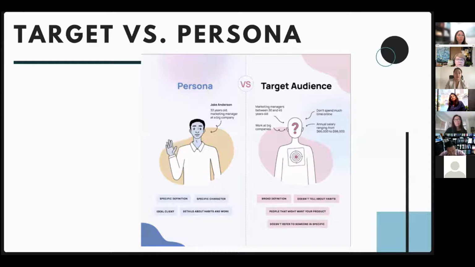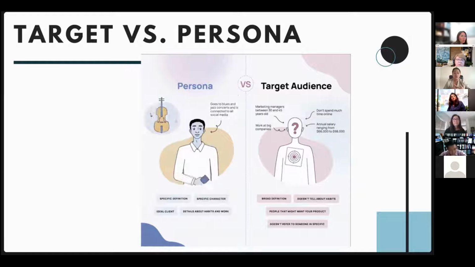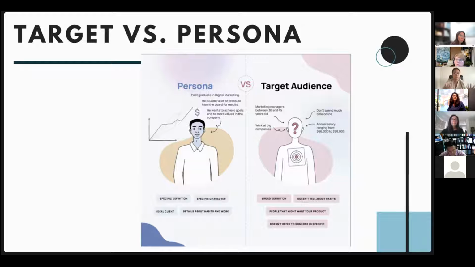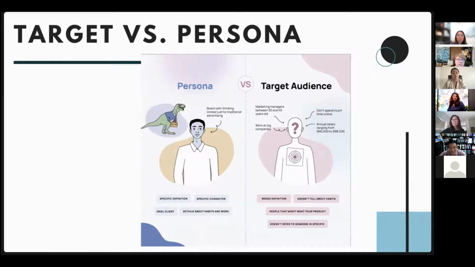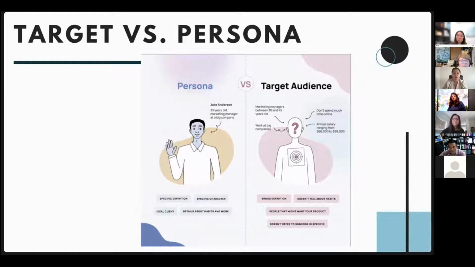So again, I just want to reiterate the differences between target and persona. So of course, your target audience is a much more broad definition. It doesn't tell us too much about the audience's buying habits or behaviors. And it doesn't really refer to anyone in specific, so it's much more of a generalization. And then our persona, of course, is a very specific definition of the type of person that exists within this target audience. They have specific characteristics. They're an ideal client that you really want to work with, and you understand what their triggers, what their motivators are, and everything in between.